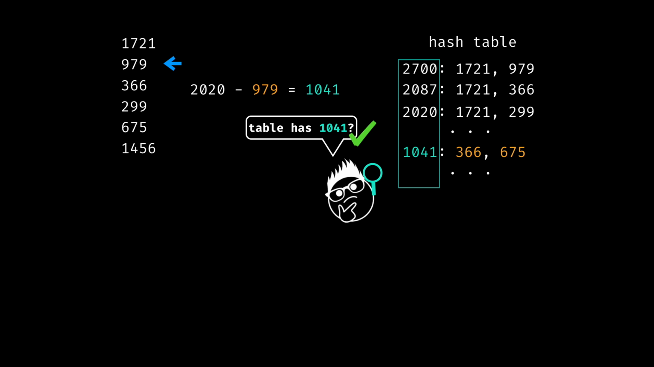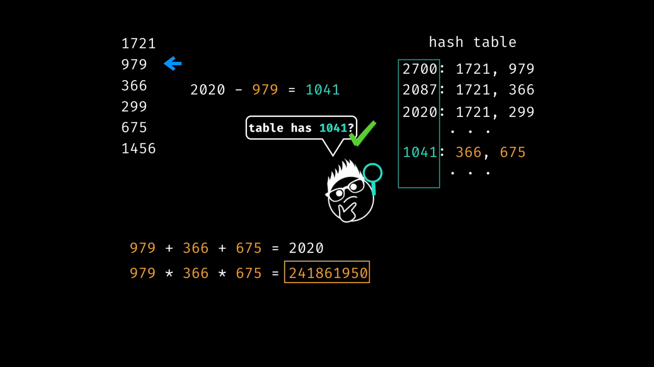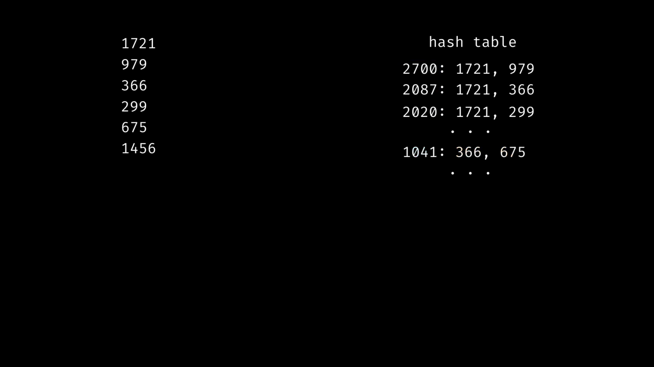If I do a quick sanity check, if I add up all three of these numbers, they would indeed give me 2020. And then to wrap up this problem, all I would want to do is take the product of those three numbers, and that would give me my final answer over here. So that seems like a reasonable strategy to implement, and it doesn't seem that much more complicated than our last solution.